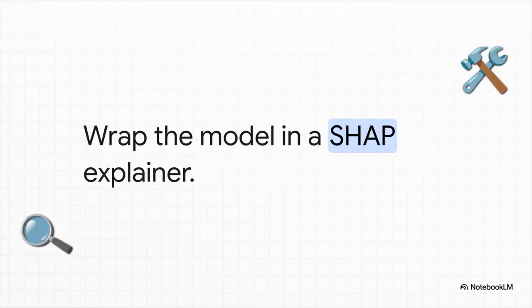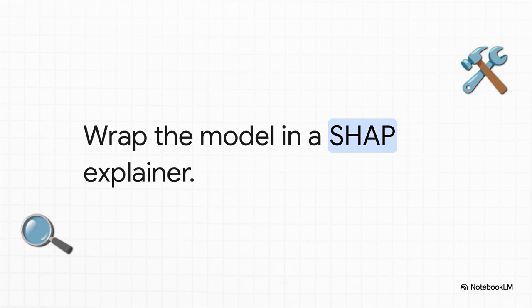Step 2. The syntax here is incredibly simple once you've imported SHAP. You literally just wrap your loaded model inside the SHAP explainer object. Depending on your model type, you might use a specific module, like a tree explainer for your random forest. But basically, in just one line of Python code, you're attaching an explainable AI diagnostic engine straight to your model.